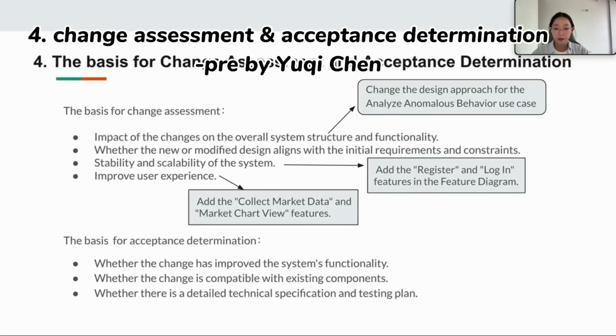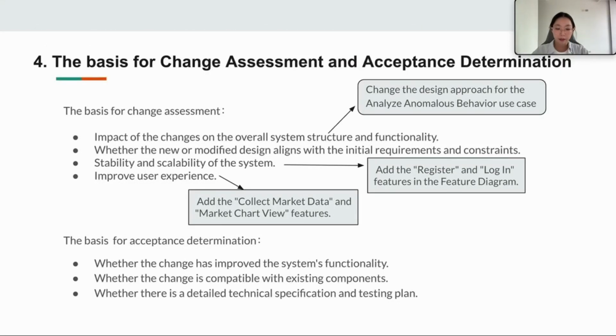Lastly is our basis for change assessment and acceptance determination. For change assessment, we focus on four main points. Using these principles, we made several adjustments. For example, the original analyze anomalous behavior use case ran in real time, causing a heavy system load. We changed it to only run when the regulator sends a request, which improved performance while maintaining system structure.